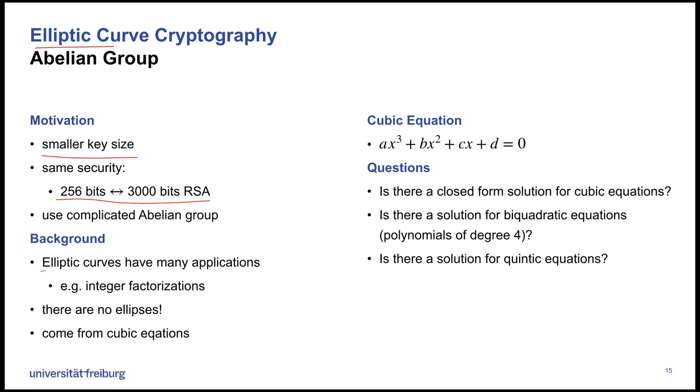So these elliptic curves have many applications. They're also used for integer factorization. An interesting fact: there are no ellipses. They're not ellipses, they're just elliptic curves. That basically comes from cubic equations. That is this thing.